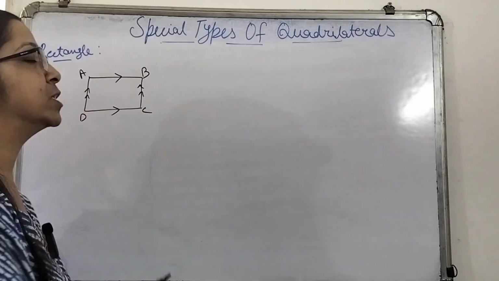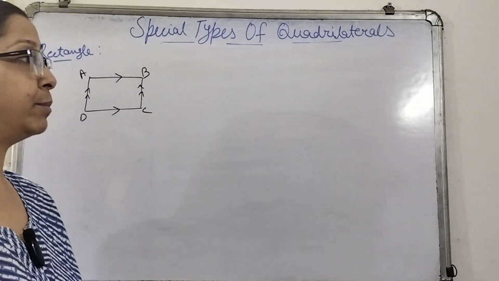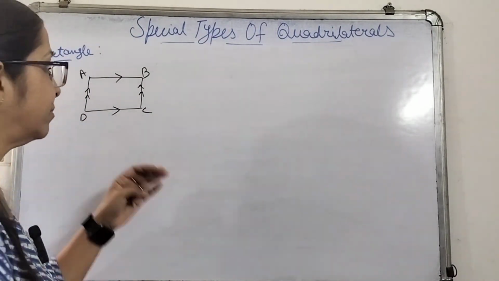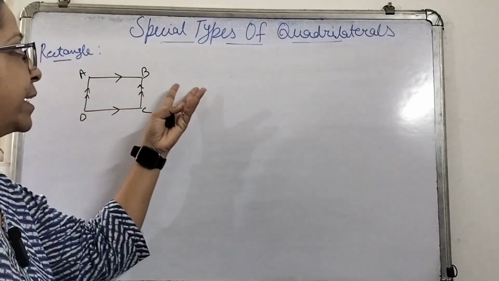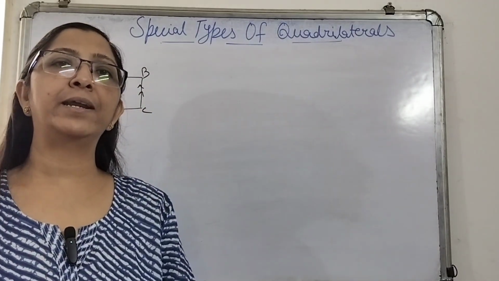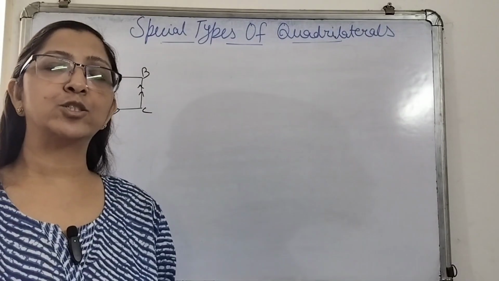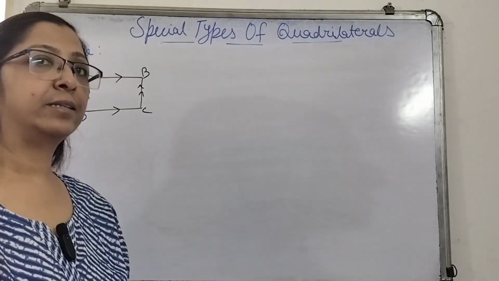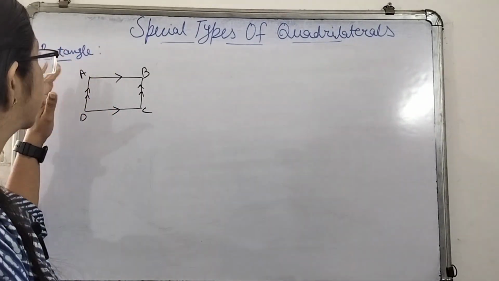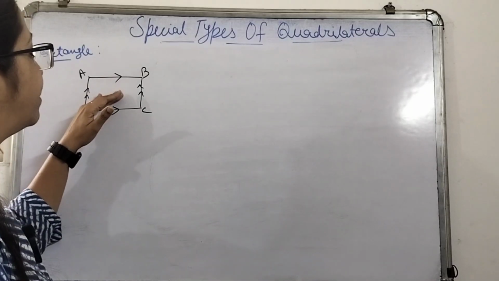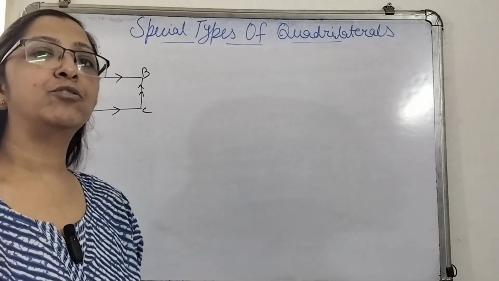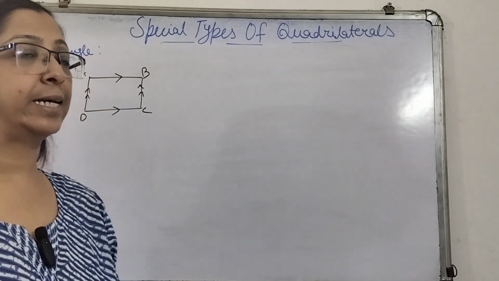All these properties will be followed by a rectangle because it is a parallelogram. We just discussed that there are some special types of parallelograms: one is your rectangle, another is your rhombus, and then a square. All these we will be learning in this video only. Right now we are discussing rectangles. Because it is a parallelogram, all the properties of a parallelogram will be followed by a rectangle.